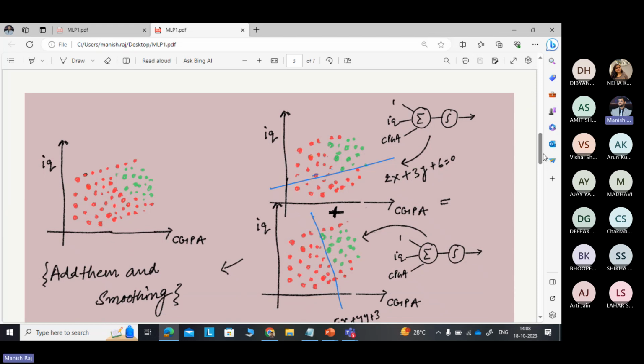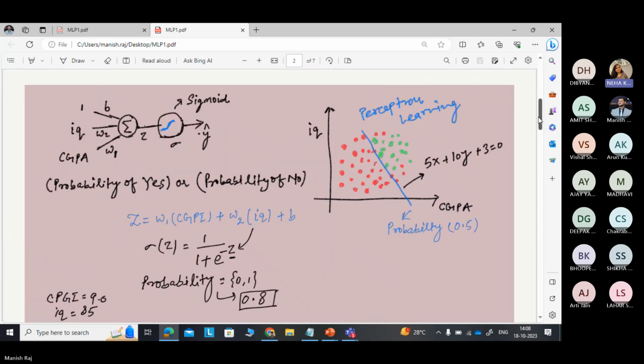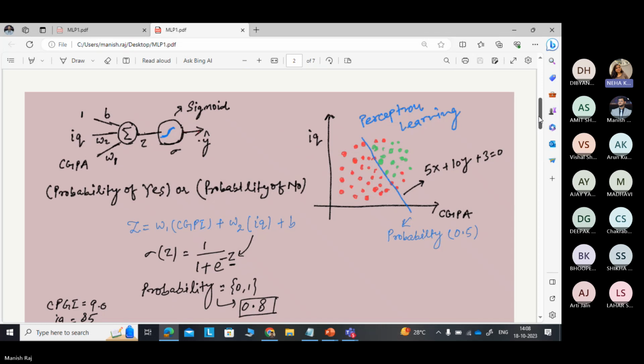Sir, in this perceptron MLP, you are showing linearly separable data by using that line equation. But sir, in MLP, there will be some complex structures created. So how can we get it? Yes, I am coming to that part, how we are getting that complex structure.